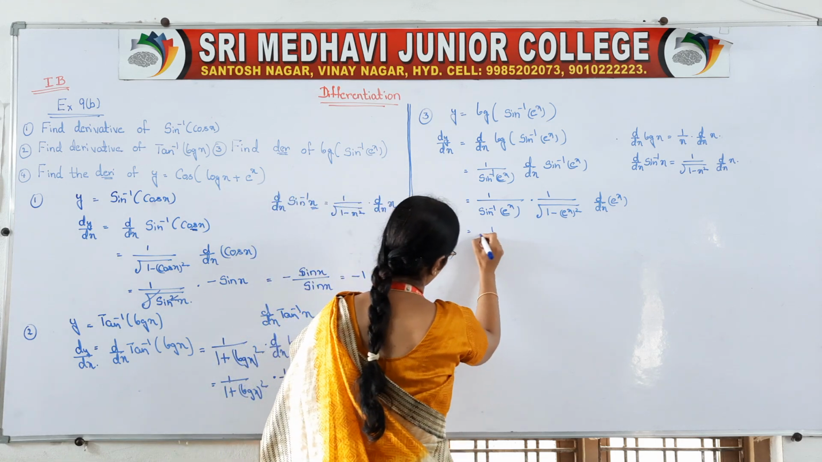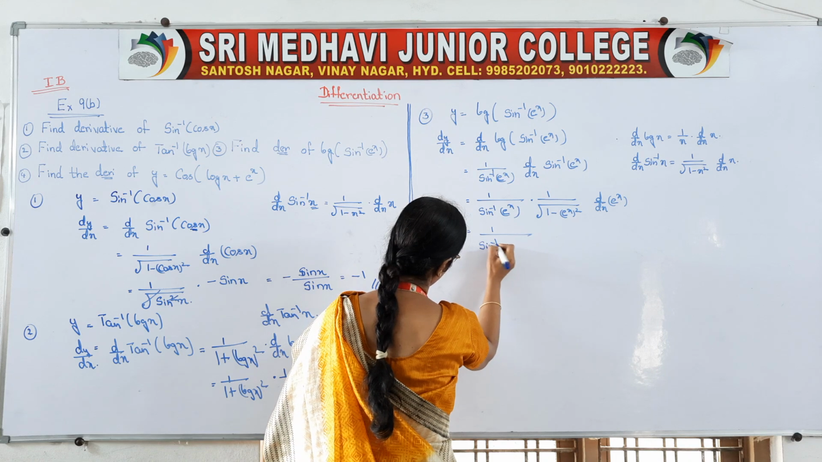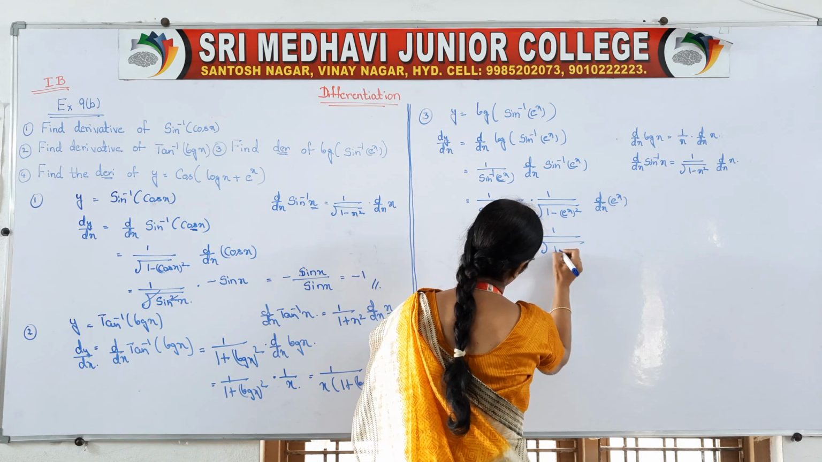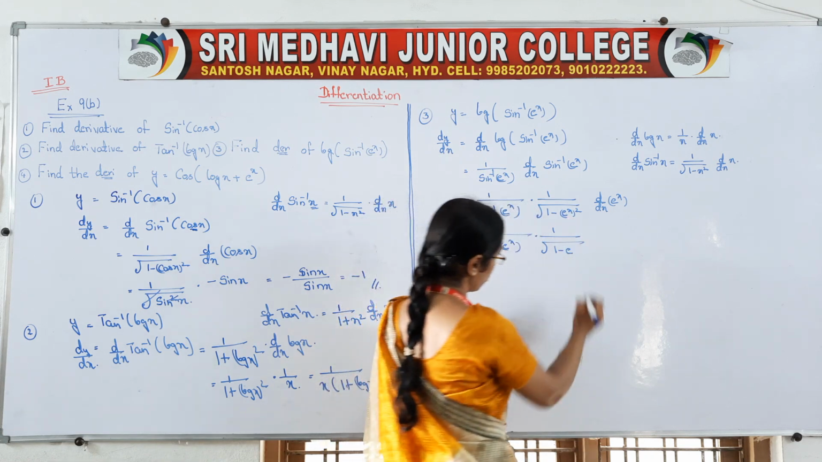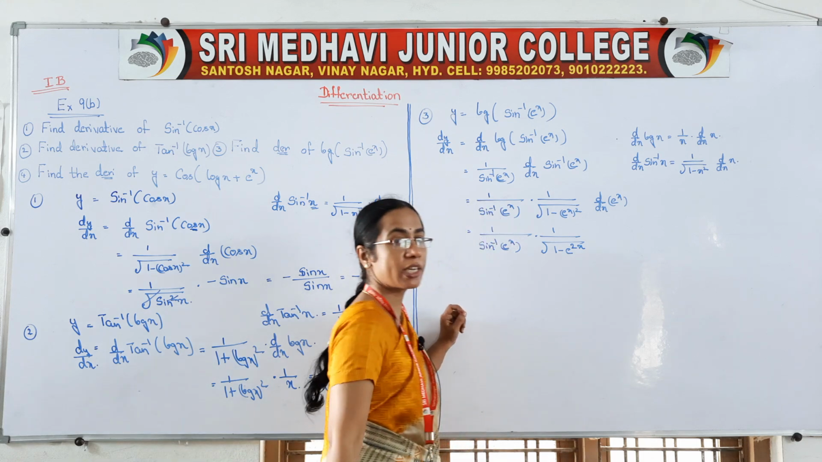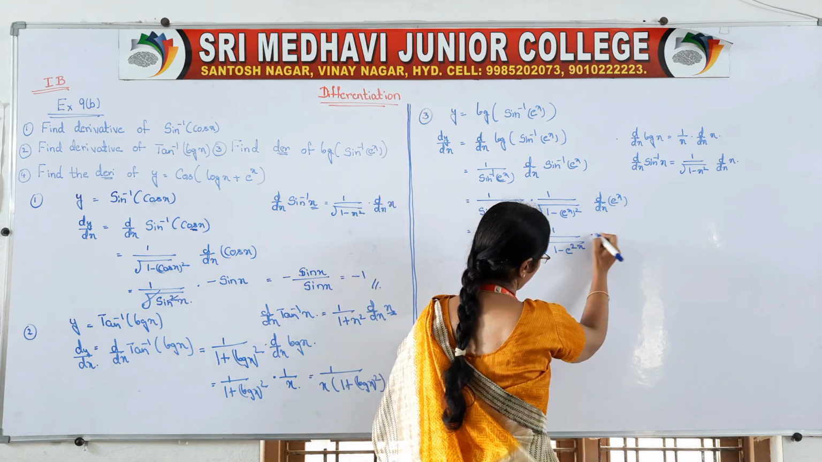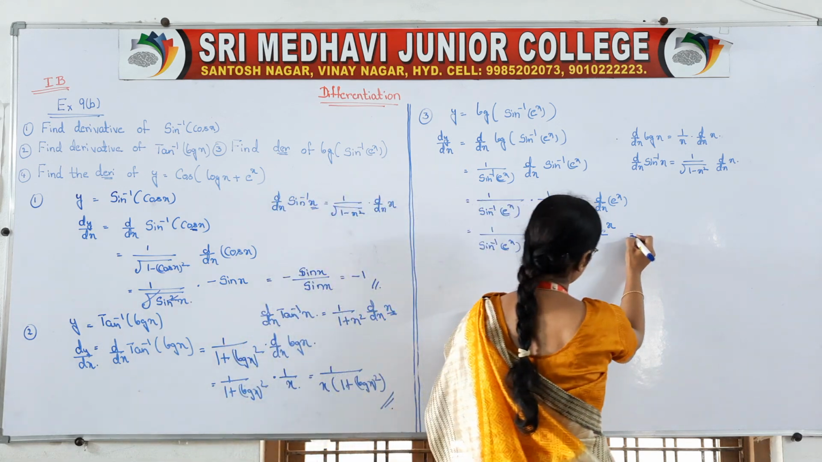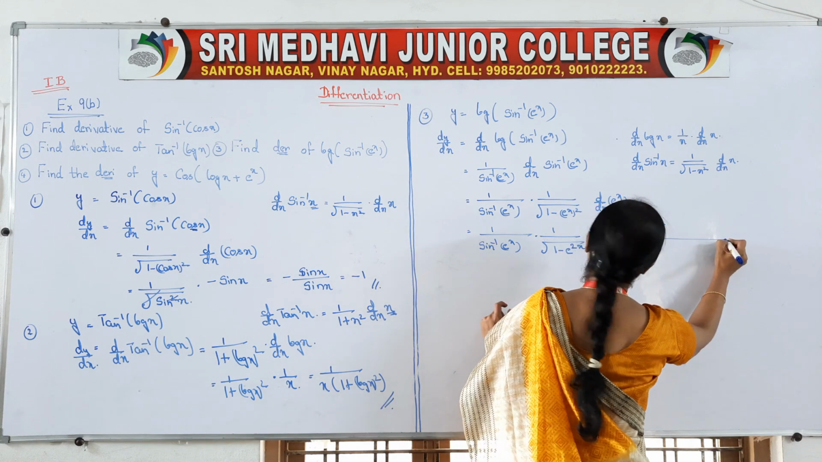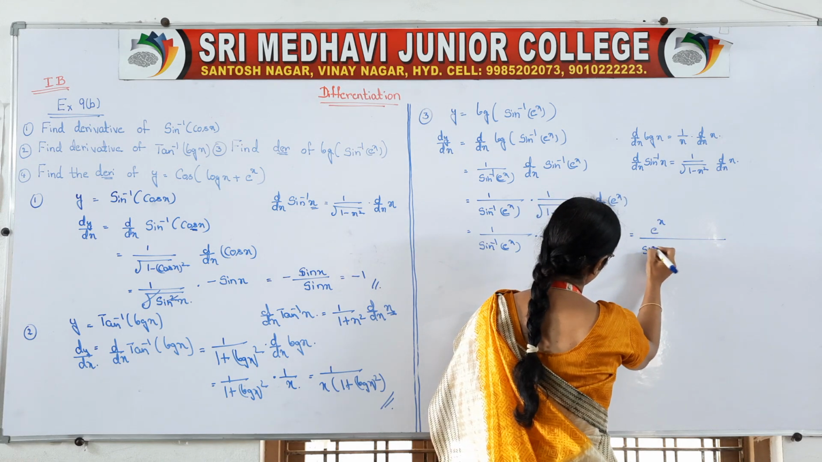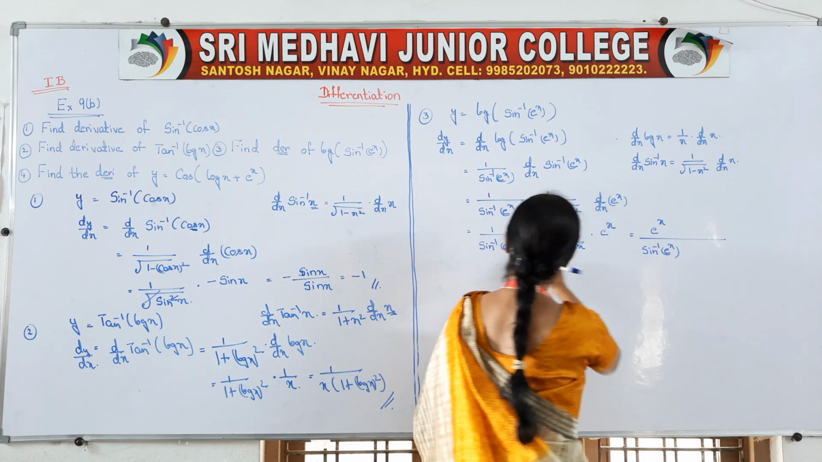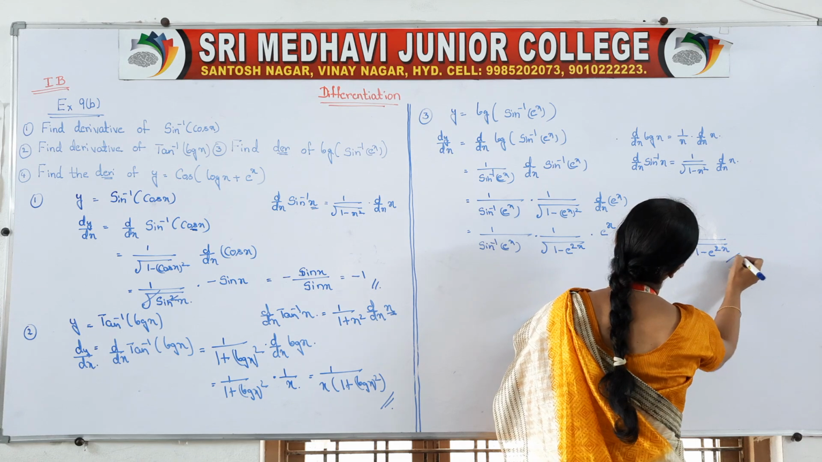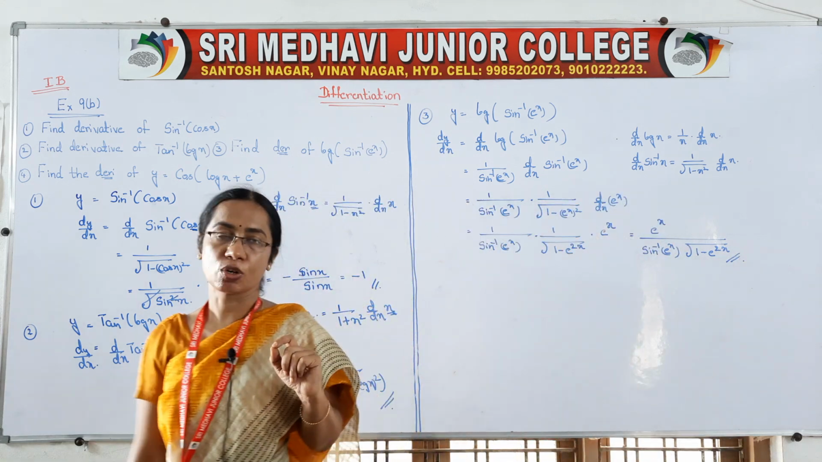So it is equal to 1 by sine inverse of e to the power of x into 1 by root of 1 minus (e to the power of x) whole square, which means e to the power of 2x, and d by dx of e to the power of x is e to the power of x. So at the end your answer is e to the power of x divided by sine inverse of e to the power of x into root of 1 minus e to the power of 2x. This is the answer of your question.